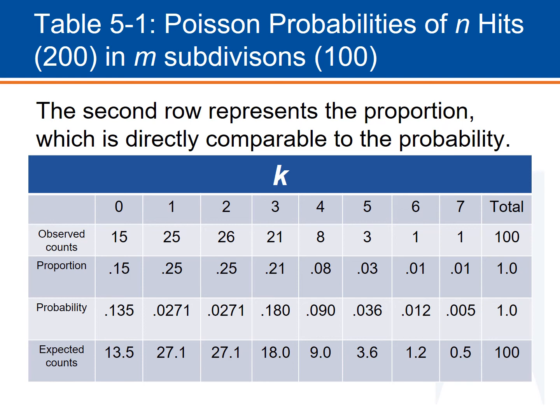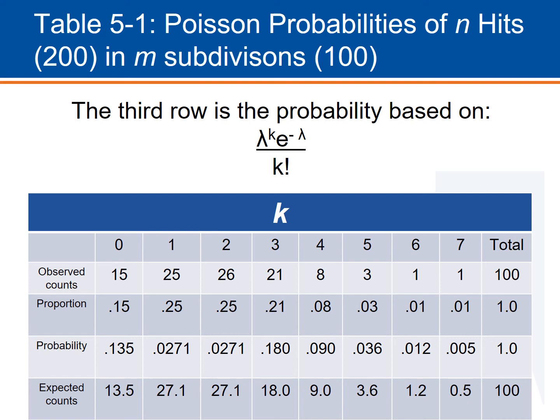They used a total of 100 to make it easy to follow the math, so you could see that 15 squares is a proportion of 0.15. The probability of no hits in this table, based on the formula, is 0.135. This is the value that was shown in the previous slide, which when applied to 100 squares would be an expected count of 13.5.